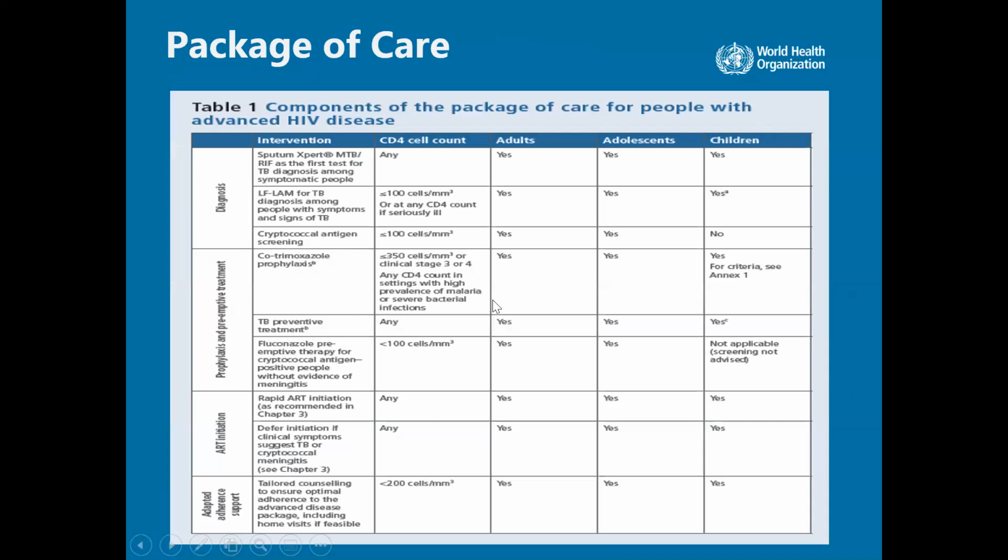So this table summarizes each of the components of the package of care that are laid out. It includes diagnostics for TB and cryptococcal meningitis, prophylaxis for bacterial infections through cotrimoxazole, TB and cryptococcal meningitis, and recommendations for rapid ART initiation and the associated provision of intensified adherence support.